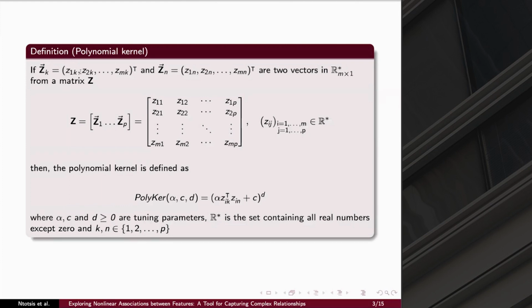First, if Zk and Zn are two vectors from a matrix Z, then the polynomial kernel, which KAC is based on, is defined as follows. Here in this equation, A, C, and D are the tuning parameters.